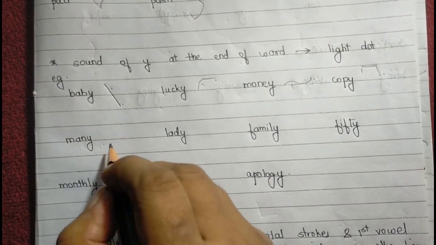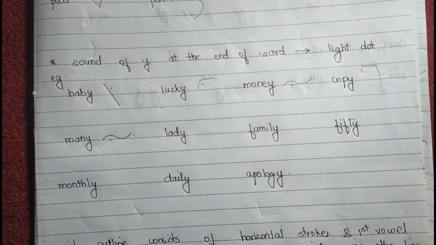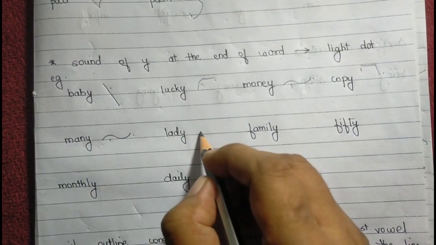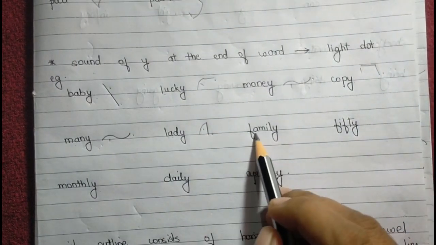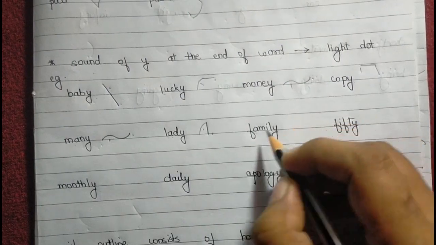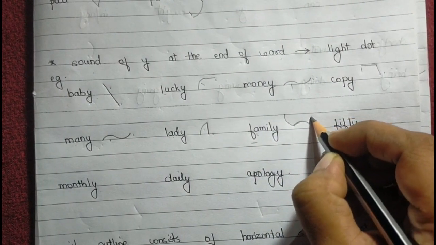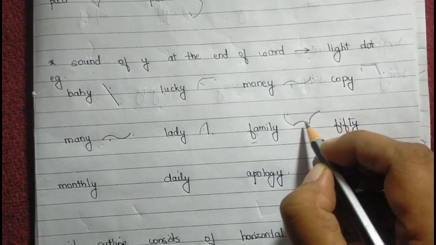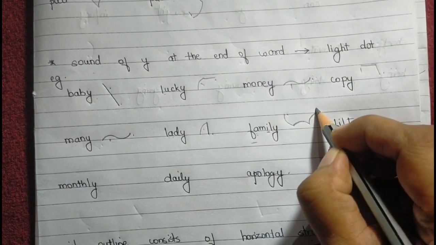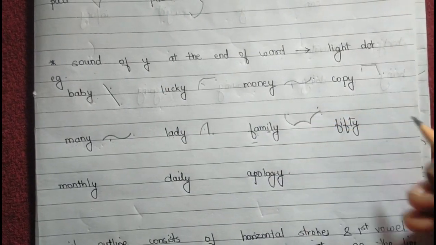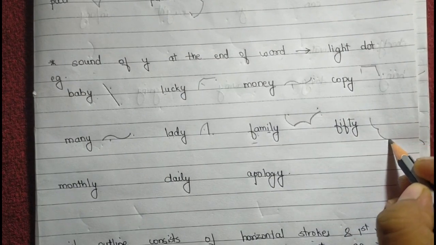Many, so second place vowel on the line. So many. Lady, second place vowel on the line. Family, first place vowel, so the first consonant is above the line. Family. So the e vowel is between ma and la, so it is here, and li is a light dot. Family.